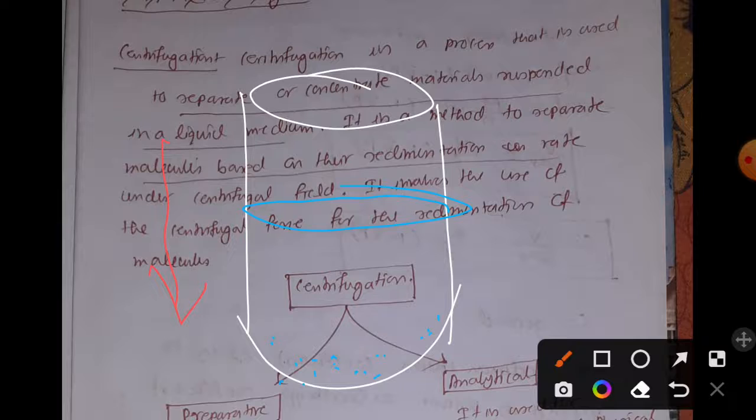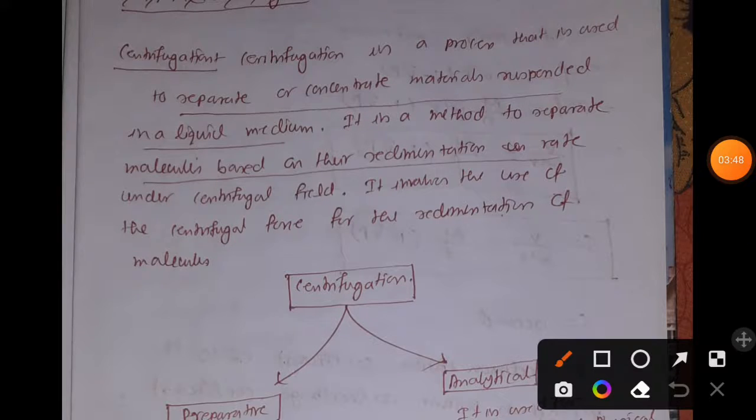Okay, so let's start. Centrifugation is a process that is used to separate or concentrate materials suspended in a liquid medium. It is a method to separate molecules based on their sedimentation rate under a centrifugal field. It involves the use of the centrifugal force that I have told you about for the sedimentation of molecules. So I hope you can understand, right, that centrifugation is a process used to separate or concentrate materials suspended in a liquid medium, right? It uses the centrifugal force under the centrifugal field to separate or concentrate your molecules based on their differences in sedimentation rate.